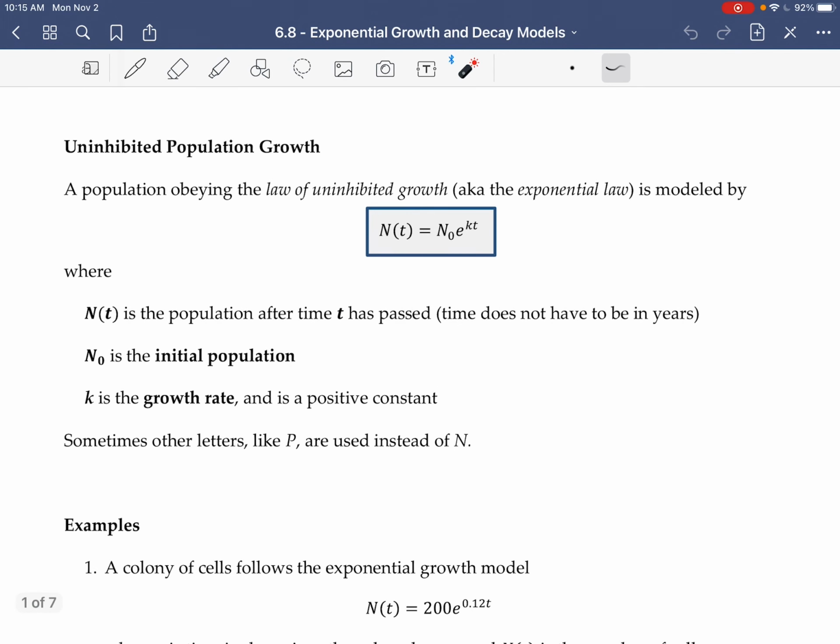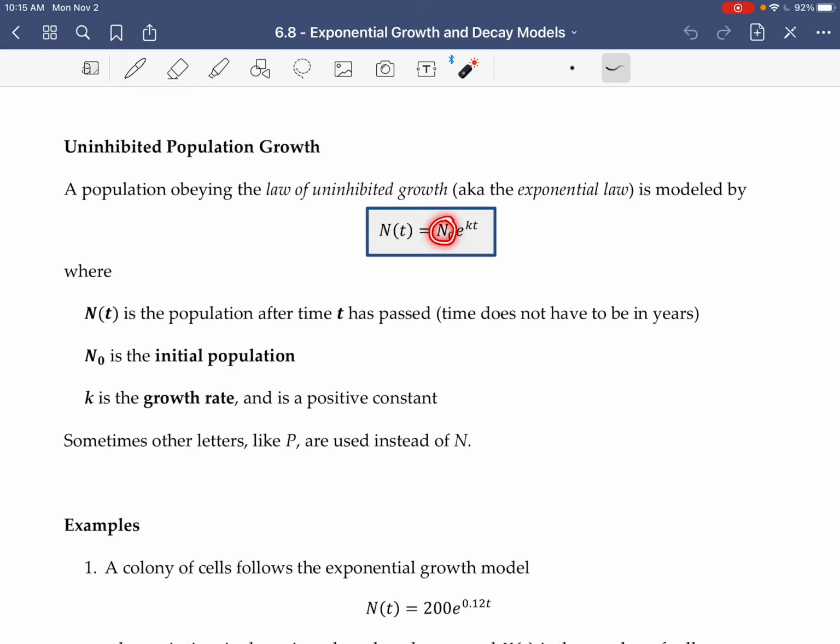First of all, if you have uninhibited population growth, where there's nothing preventing the population from getting bigger and bigger, then this is an exponential law, and the population can be modeled using this formula. N of t is the population after t time has passed. It doesn't have to be in years, but it often is; it depends how it's defined.